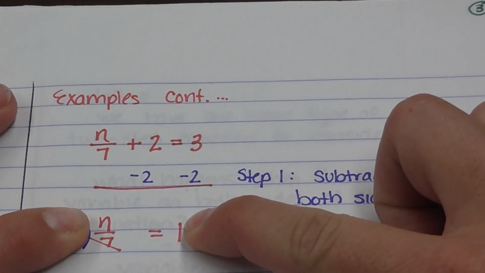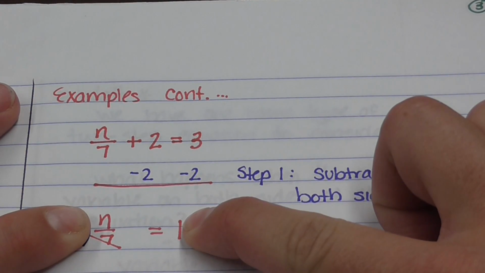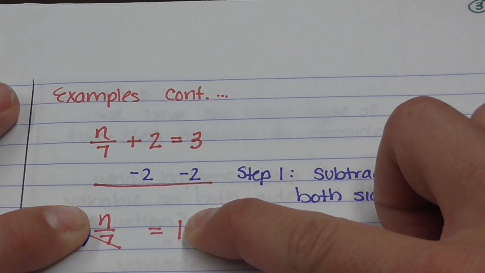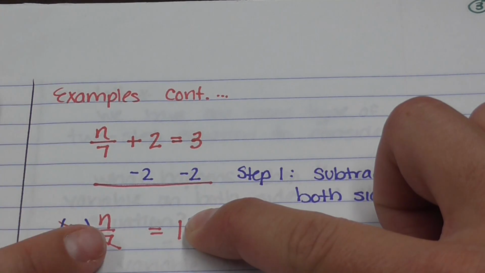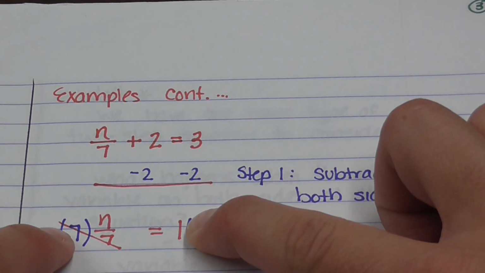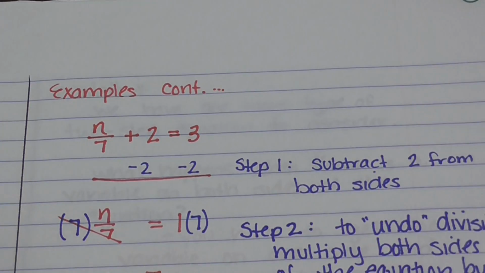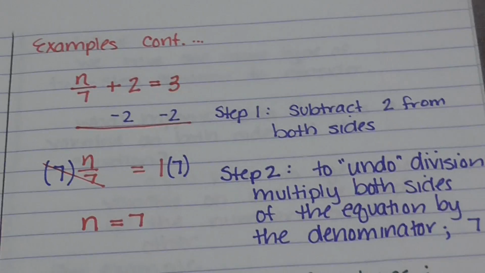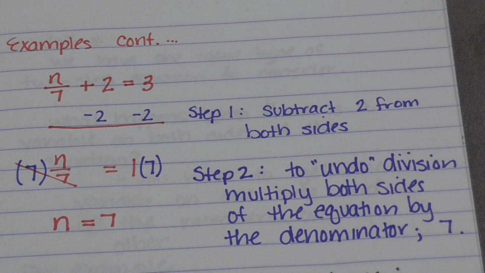That leaves me with n divided by 7 equals 1. Now, how do we undo division? Well, division and multiplication go together. So let's multiply both sides by the 7 we were dividing by. Those 7's will cancel out completely. 1 times 7 just equals 7. So to get rid of a fraction, you're just multiplying everything by the denominator of that fraction, which in this case is 7.